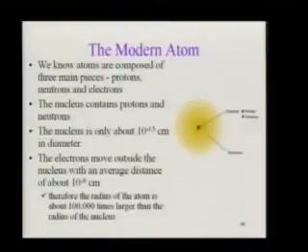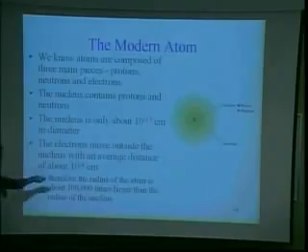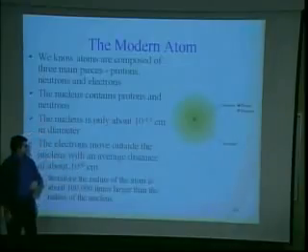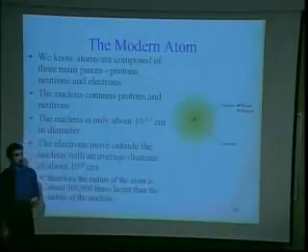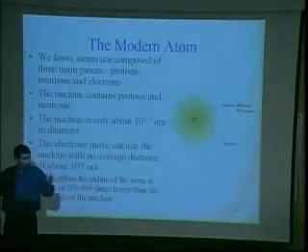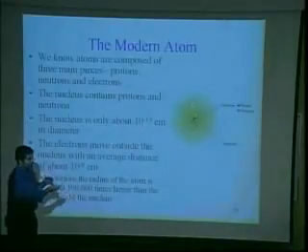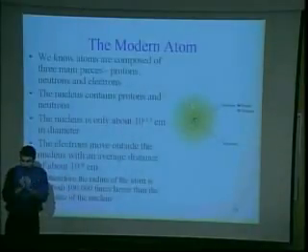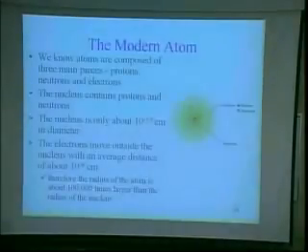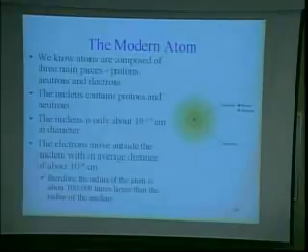The electrons move outside the nucleus, out here, with an average distance of about 1 times 10 to the 8th centimeters. So that sounds really small, but that's actually really big compared to the area that we're dealing with here. Relative to where they are from the nucleus, they're a long way, even though everything is really, really close together.